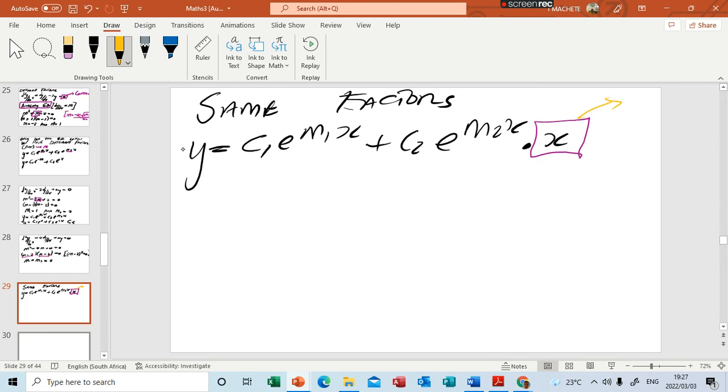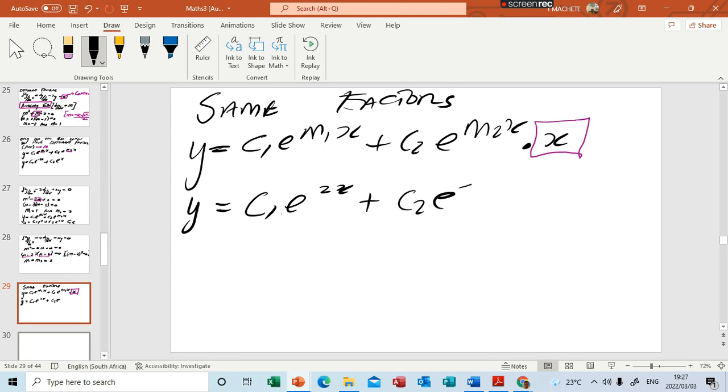This equation is the same as the previous one, where you have got different factors. The only difference is that when you have got same factors, you multiply by x. That's the difference. Same factors, you multiply by x. So you're going to say y equals C1 e to the 2x plus C2 e to the 2x multiplied by x. That's the equation for same factors.